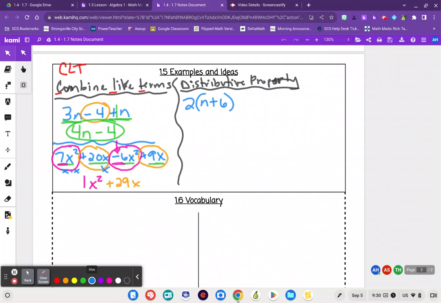Now in the combine like terms examples, I didn't have any parentheses. So this looks a little different. When I have a number directly connected to or in front of those parentheses, that tells me that I'm going to complete the multiplication operation. So distributive property means to multiply. Oops, I got to spell multiply correctly. Let me try that again.